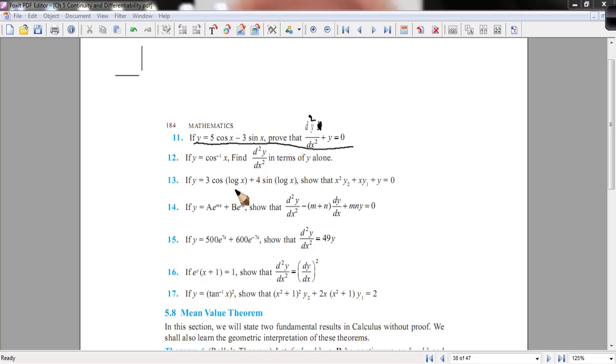Y is equal to 3 times cos of log x plus 4 times sin of log x. Then show that x square times y2, we know that y2 is same as d square y by dx square, plus x times y1 plus y is equal to 0.